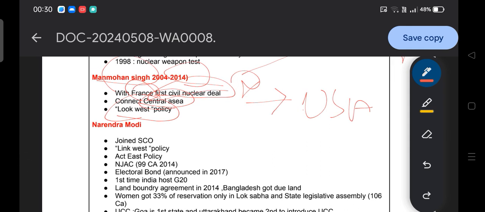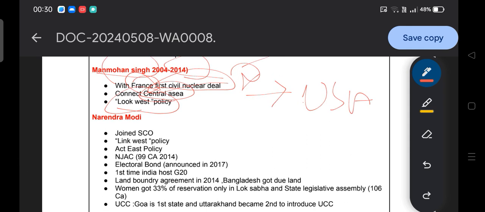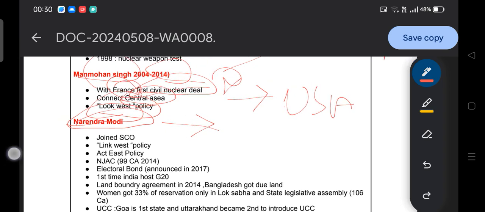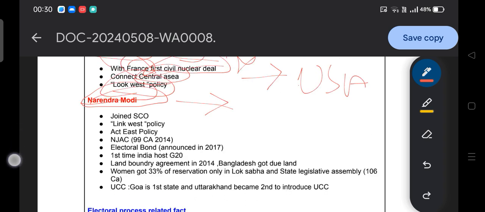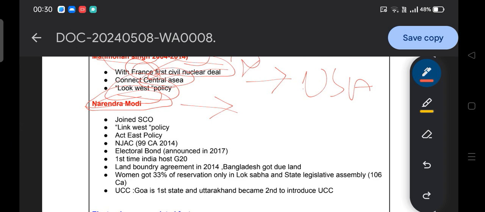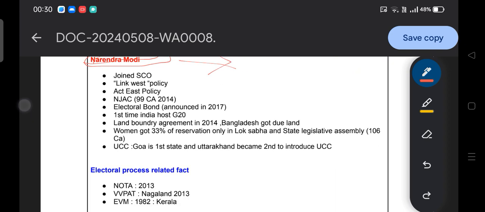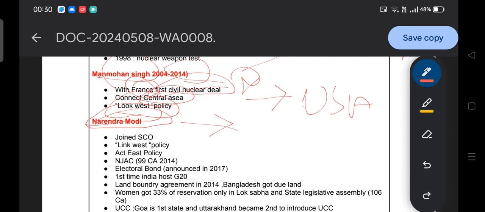Now we are at the end, the last but not least, the all-time great and legend of the political system of India right now. Let's see what things have been done by our prime minister. A lot of things have been done, so let's quickly see the different things. Joining the SCO, Shanghai Cooperation Organisation, in 2017.